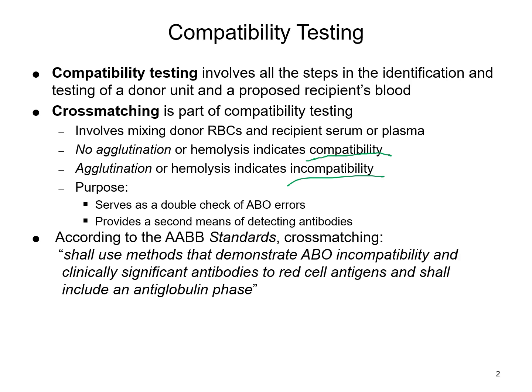Now the purpose of doing the cross-match is to serve as a double check to look for any possible ABO type errors that could have occurred, because that's going to be your quickest, most severe transfusion reaction if you have an ABO incompatible unit, if you give the complete wrong blood type.